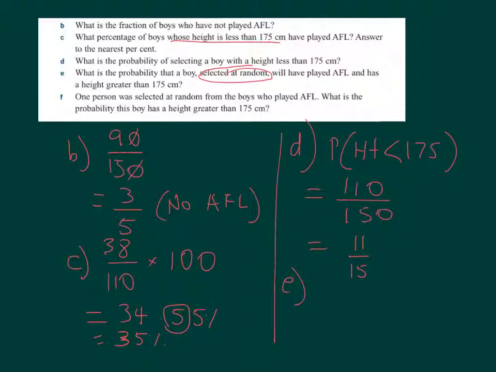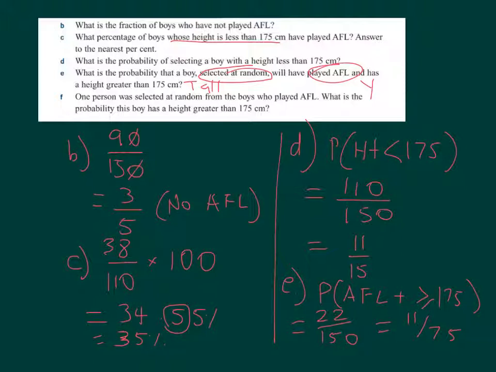Well, now I'm actually looking for 2 criteria, aren't I? They have played AFL, so I want the yes category and I want the tall category. That's out of everyone as well. So I want the probability of AFL plus greater than 175 centimetres. Well, what's that going to be? How many boys played AFL and were tall? Well, I had 22 out of 150, which I believe ends up being 11 over 75. And that's fine, we don't need to get that one down anymore.